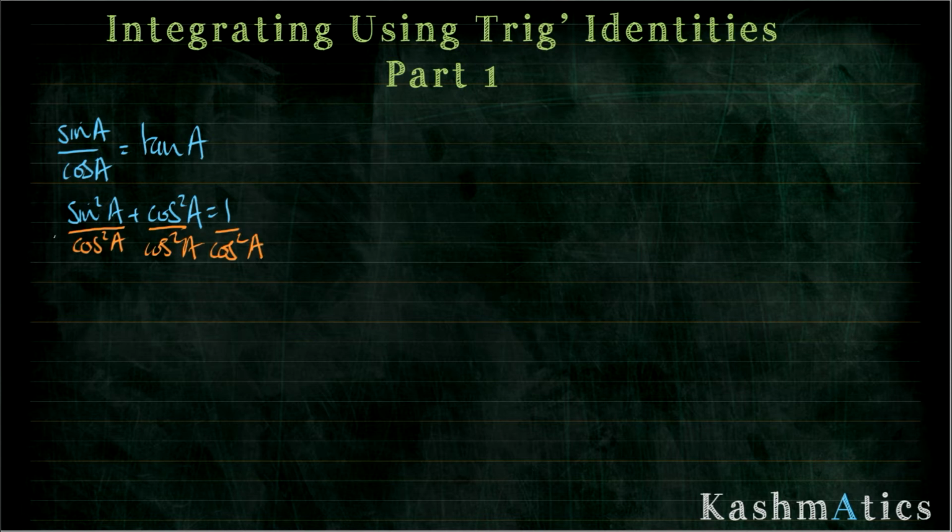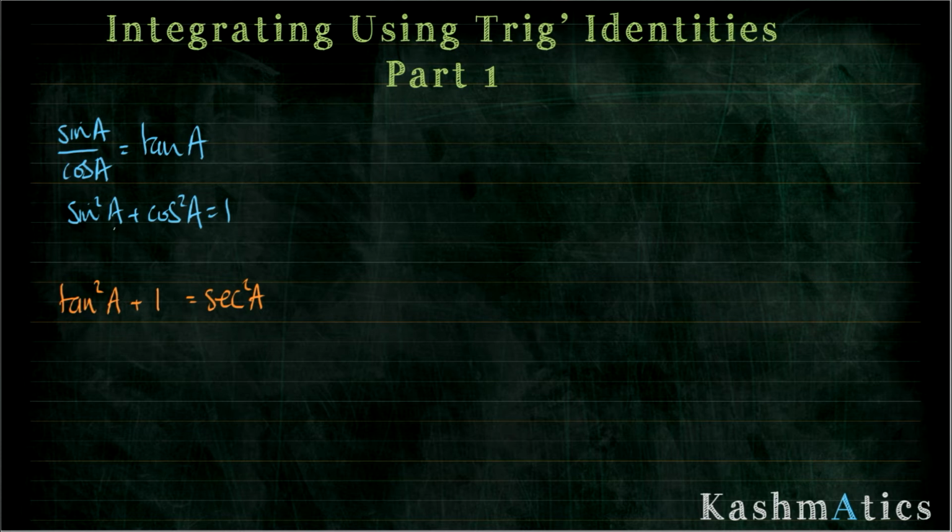And let's see what that gives us. So sine over cos is tan, so sine squared over cos squared is tan squared. So this gives us tan squared a plus cos squared over cos squared is just 1, and 1 over cos squared is sec squared a.